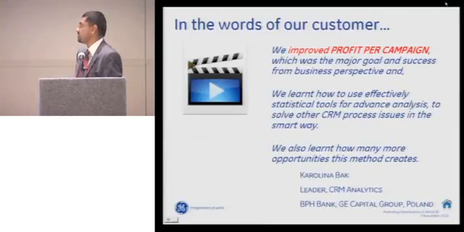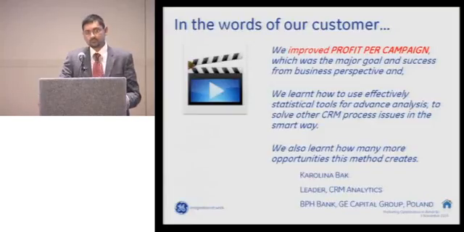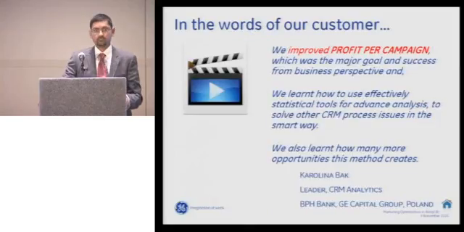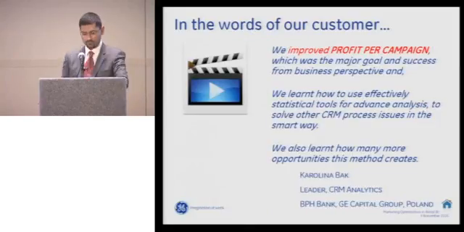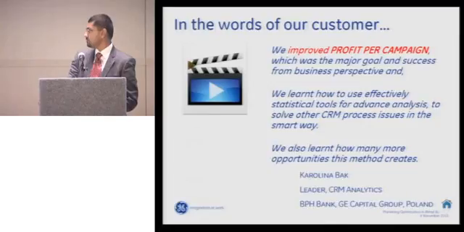The majority of financial institutions make their mailing decisions and choose customers based on response models. Our approach was quite innovative, and we introduced two new steps in this process. As a result, we managed to make the optimum decision, and we achieved two things. We improved profit per campaign, which was the major goal and success from a business perspective, and we learned how to use statistical tools effectively for advanced analysis to solve other CRM process issues in a smart way. We also learned how many more opportunities this method creates.